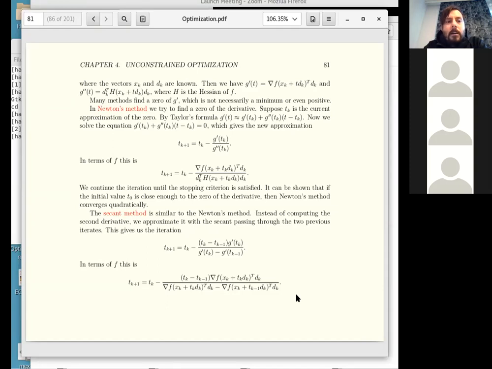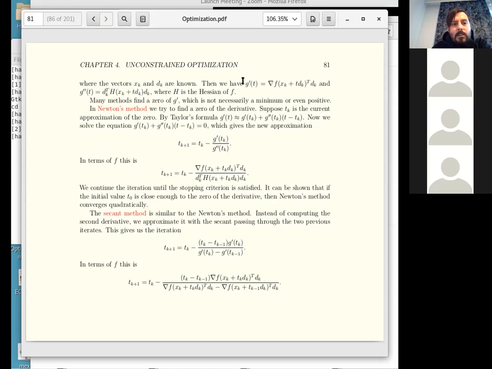We can find the derivative of this g by simply calculating the gradient of f at xk plus tk dk, and by finding a place where this goes to 0, we can minimize that and find a local minimum. We can apply the second derivative if we know the Hessian, and now notice how if we have the second derivative, the f has a Hessian.